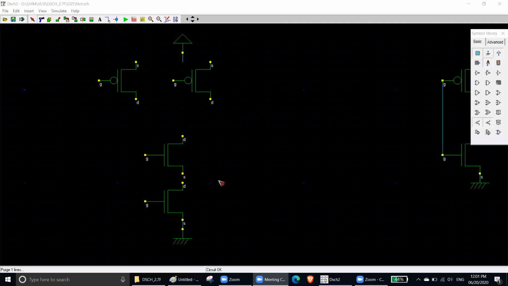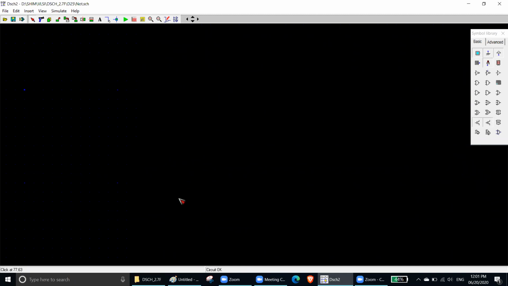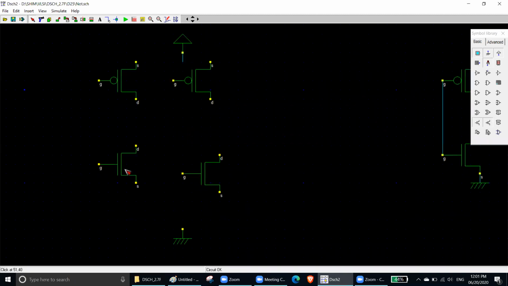Now for the two-input NOR gate, again we need two PMOS and two NMOS, but the difference will be the connection. Before, the NMOS were in series, now they will be in parallel.